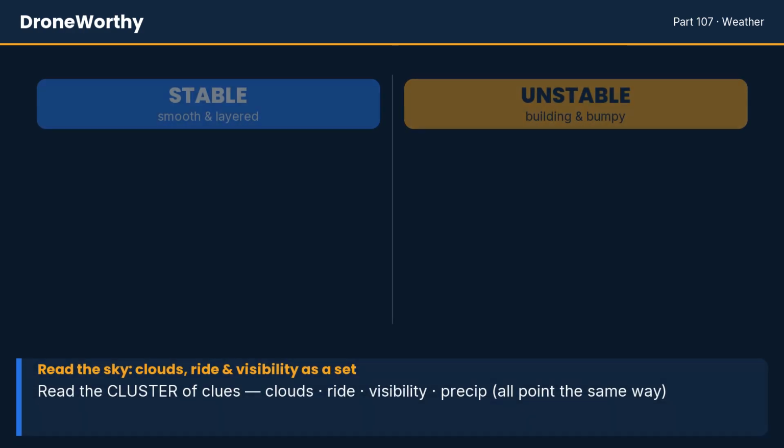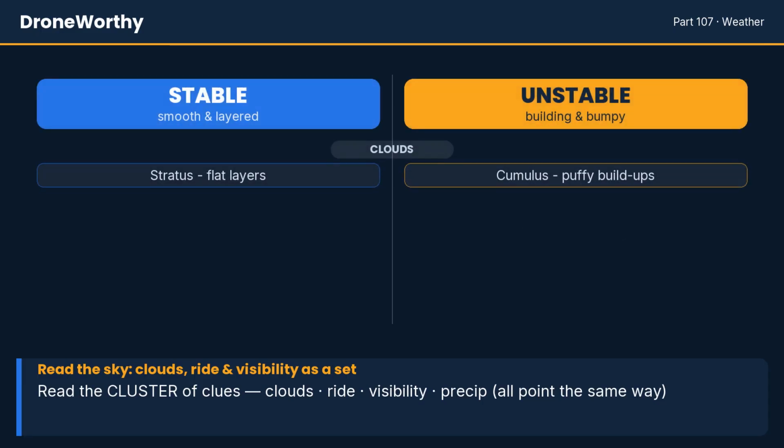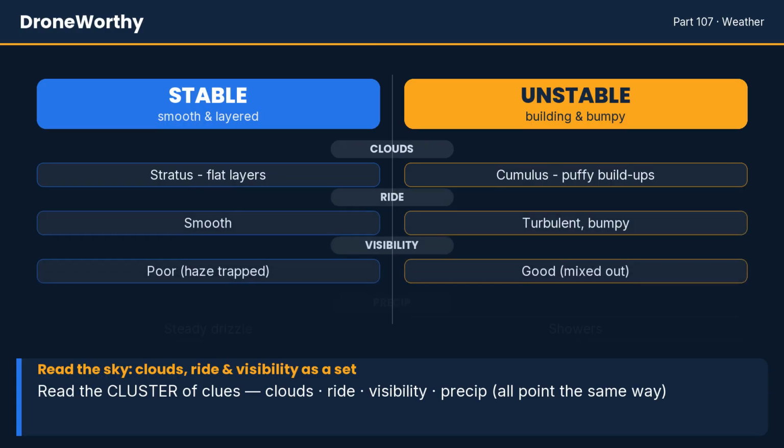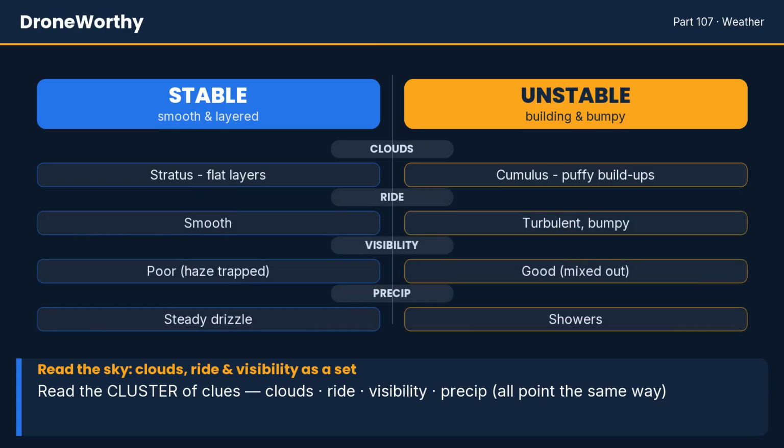So let's turn that switch into something you can actually read off a weather report or out your window. Stable air gives you a set of clues that all point the same way. Flat, layered stratus clouds. A smooth, steady ride. Hazy, poor visibility because the haze is trapped down low. And if it precipitates at all, it's steady drizzle, not showers. Unstable air flips every one of those. Puffy, piled up cumulus clouds. A bumpy, turbulent ride. Good visibility because the air keeps mixing. And showery precipitation that comes and goes.